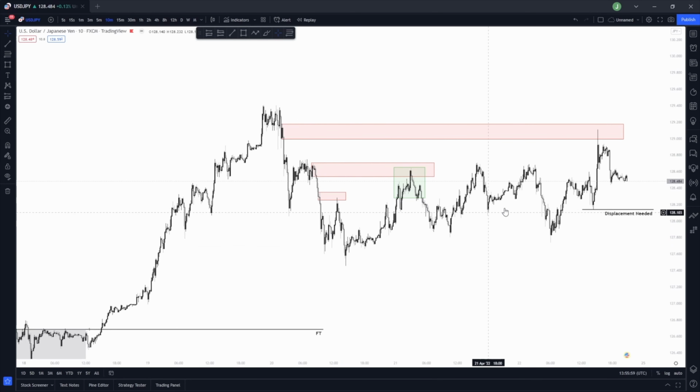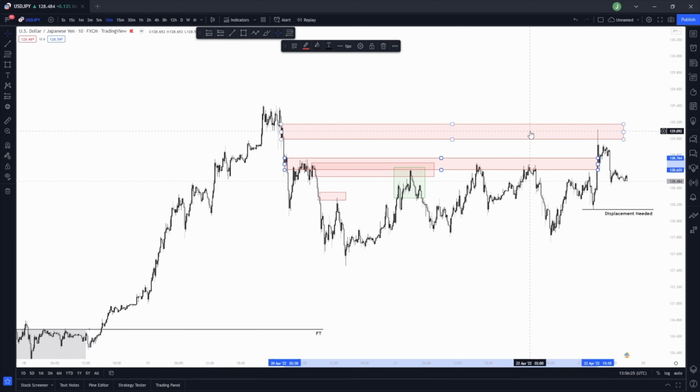Now in my eyes, this entire move back up is a retracement, so the next impulsive wave down should exceed this level here, around about 127.45. The reason I quite like this move as well is because you'll see in this region we have a lot of liquidity build up. If I just use a box tool here to highlight that, a lot of rejection from this region, so this is obviously a technical level of resistance.